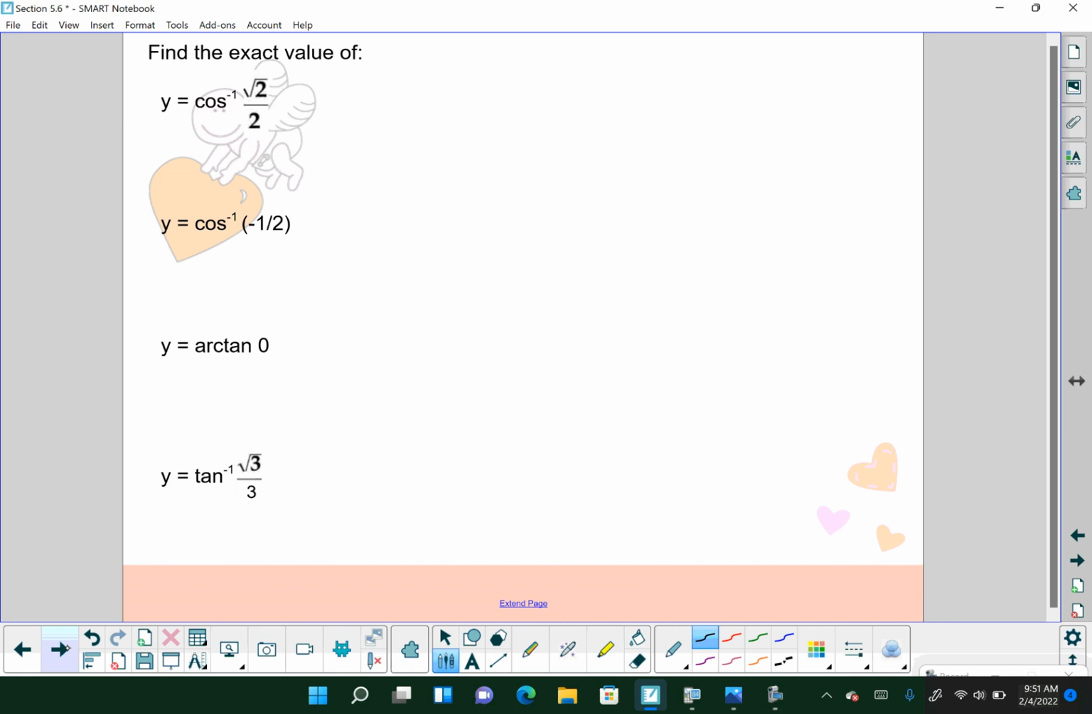Okay, so some more practice. Now we're going to do, the next couple are some inverse cosine problems. Inverse cosine is defined for quadrants 1 and 2. So that means when we're looking for our answers on our unit circle, we're only going to look at the top half of our unit circle.